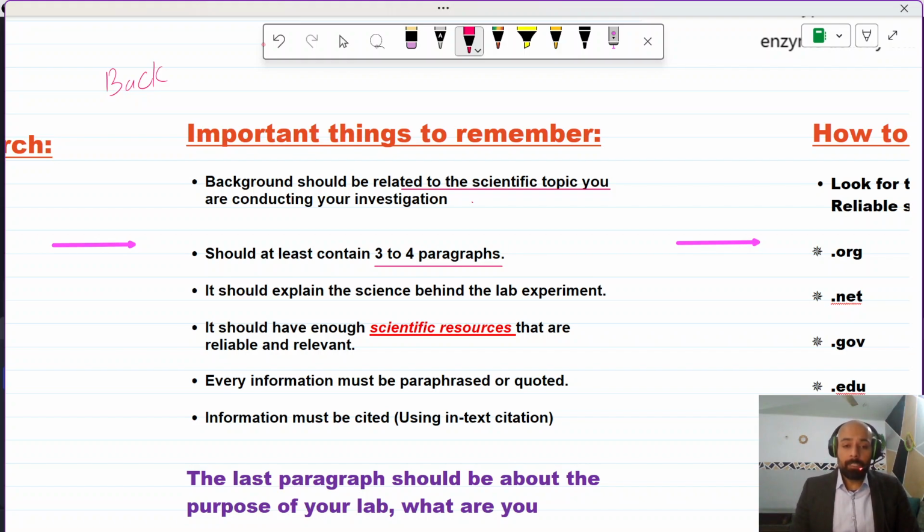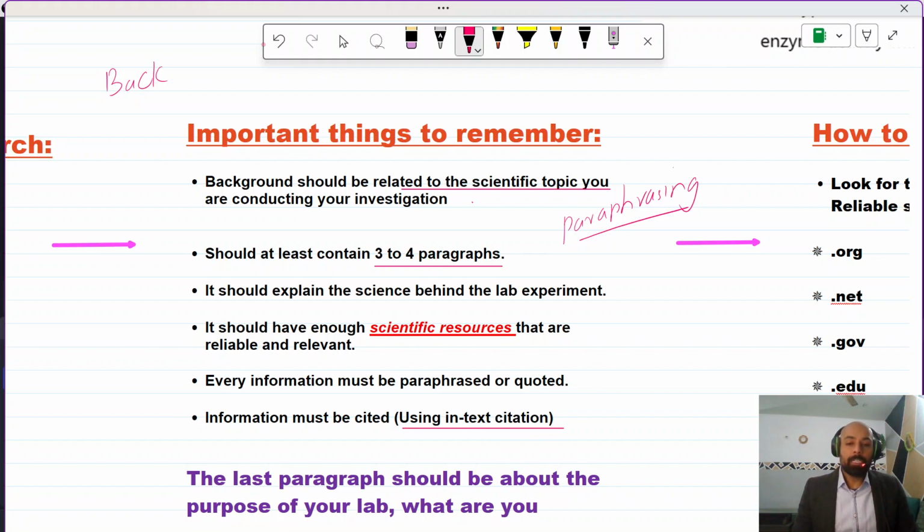It should have sufficient scientific resources that are reliable and relevant. Whenever you're writing a research background, whatever you put in, whether it comes from you or from some external sources, make sure you paraphrase it. Paraphrasing is very important, because if your IA gets flagged for plagiarism, ultimately you will not get your DP, the Diploma Programme. You will not be able to get your diploma. So keep in mind that it is free of plagiarism, and always include in-text citations.